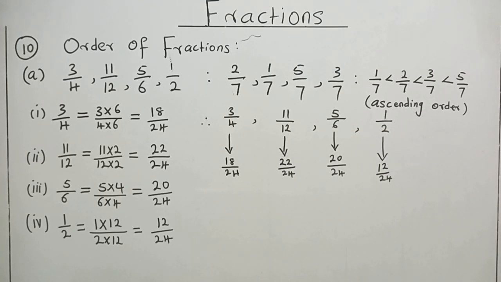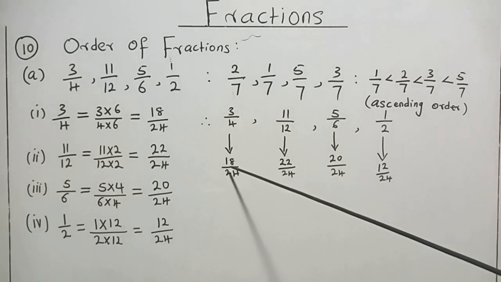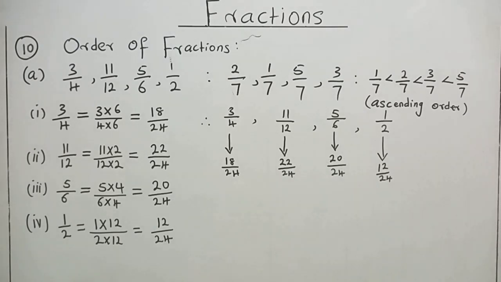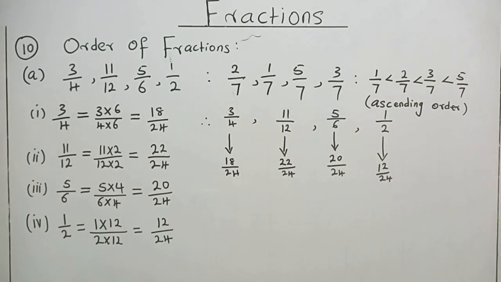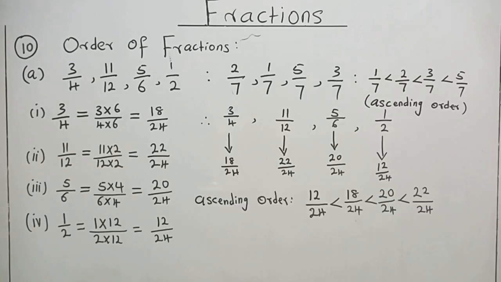Now we know why we have to change each of these fractions to something over 24. It is because before now, we agreed by means of this exercise that it is easy enough to compare fractions that possess the same denominator. Now, all these fractions possess the same denominator, so it has become easy to order them. Please permit me to arrange these 4 fractions in ascending order. Please watch out.